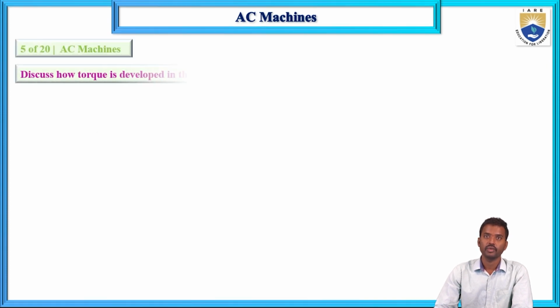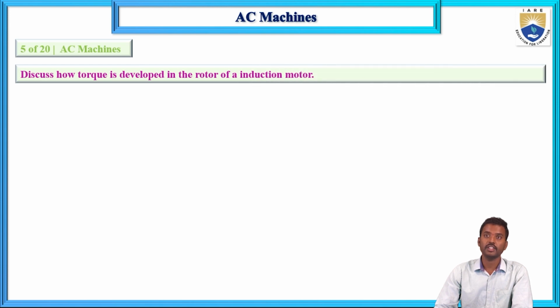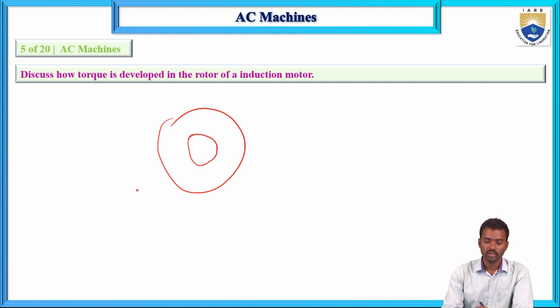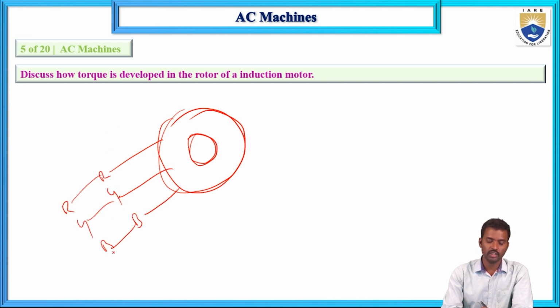Next, discuss how torque is developed in the rotor of the induction motor. Same thing here, same question. This is the rotor and stator, with a three-phase supply RYB connected to the three-phase winding, and an RMF will be developed. This RMF cuts the rotor conductors, and EMF will be developed. It is a closed path, so current flows in this circuit. This current sets up the flux.